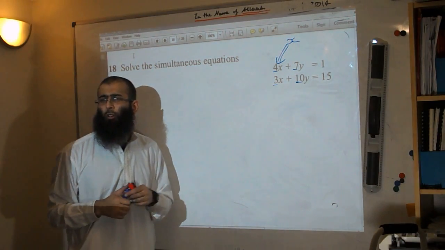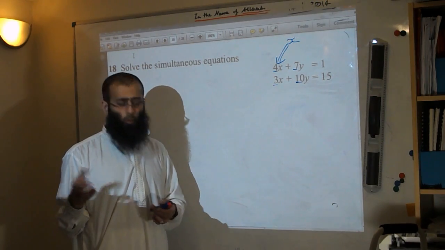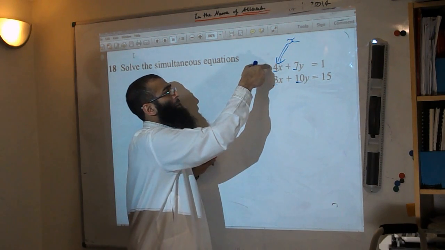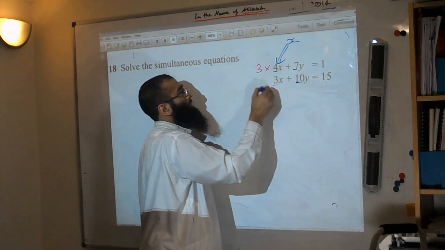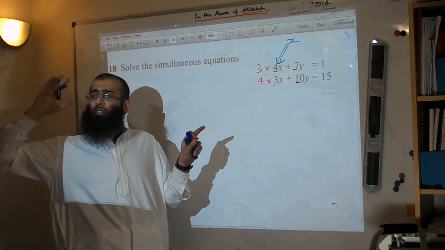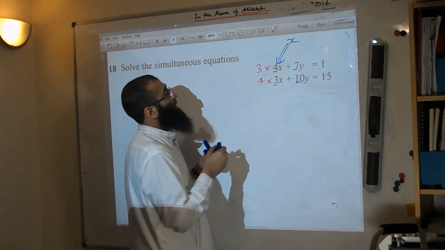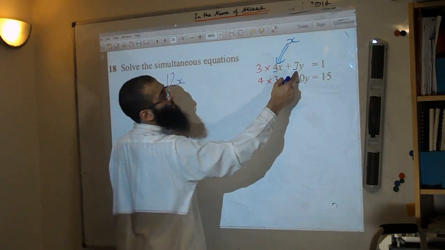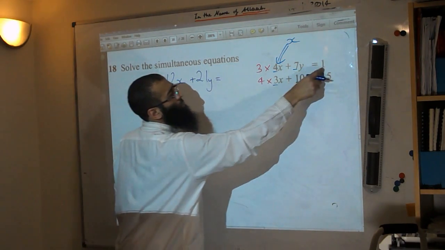We're going to decide to eliminate the x coefficients. How do we eliminate the x coefficients here? We need to make the coefficients either opposite or equal. So if we got 4 and 3, how do we make 4 and 3 equal? We multiply the 4 by 3 and the 3 by 4. Excellent. By the way, we're not just multiplying the x, we're multiplying everything, yes? On that line. So 3 times 4x will give us an answer of 12x. And 3 times plus 7y is 21y.